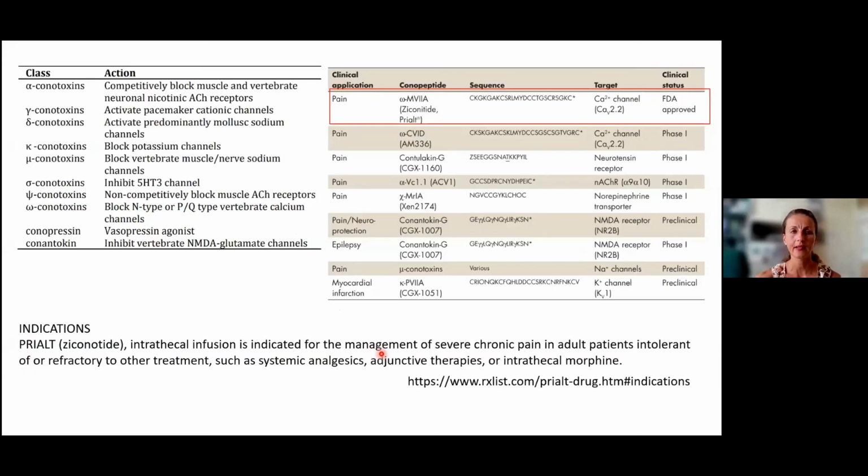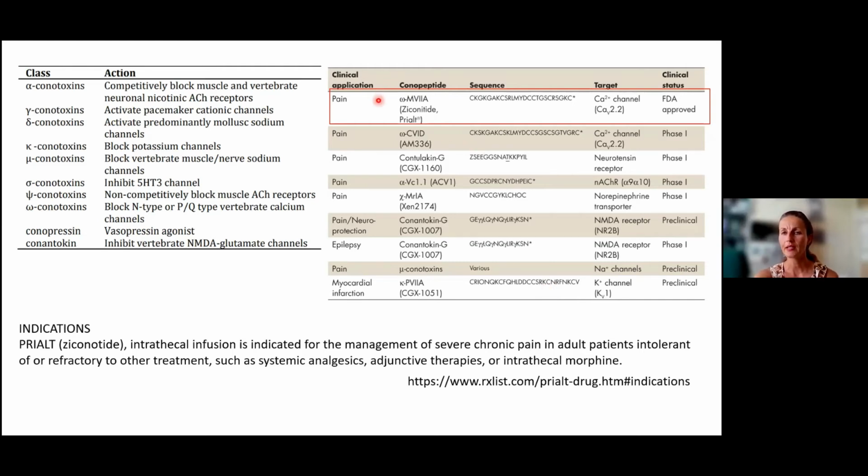As I said, there are many classes of the conotoxins, and within those different classes, they are very specific for the different channels. Many of them are involved in some preclinical or clinical trials as potential targets or potential treatments for chronic pain.